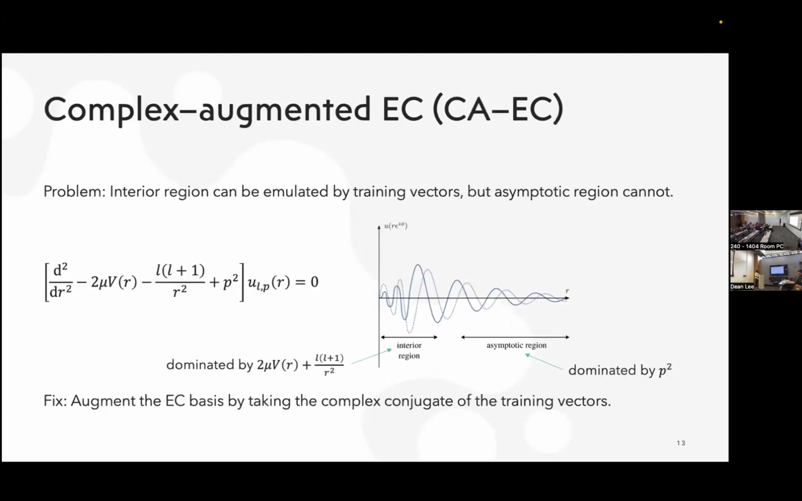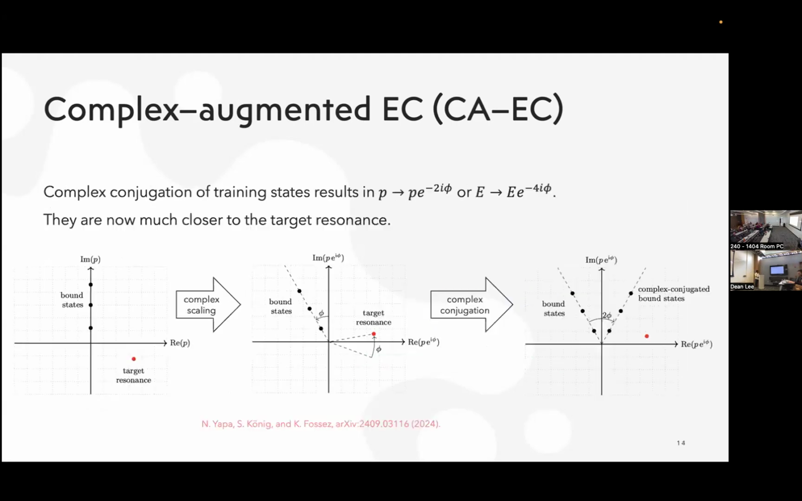But fortunately, we found a way to circumnavigate this. We call it complex augmented EC, or CAEC. I will not explain how it works, but basically it's a simple step. In addition to EC, you just take your training states and take their complex conjugates. You can qualitatively show that it should work, and that's explained in our paper if you want to look it up.